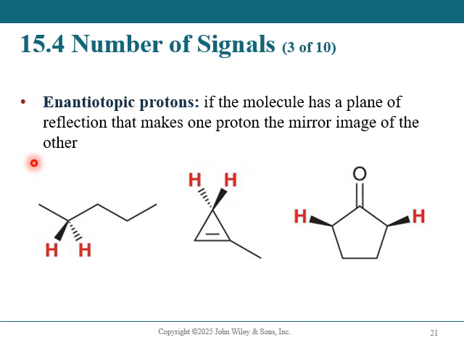Now, enantiotopic protons are a little bit different. They happen if the molecule has a plane of reflection that makes one proton the mirror image of the other. So for example here, if I put a mirror on the plane of the slide, then this one will be reflected here, and vice versa. Same is true for these two. And here, this will be my plane. This one will be reflected over here. So these are all examples of enantiotopic protons.